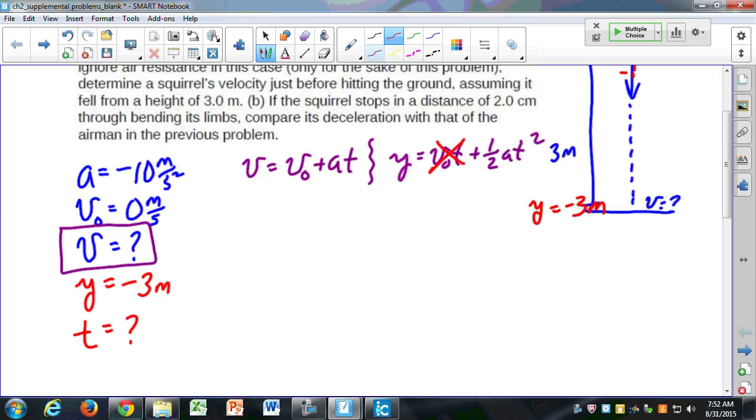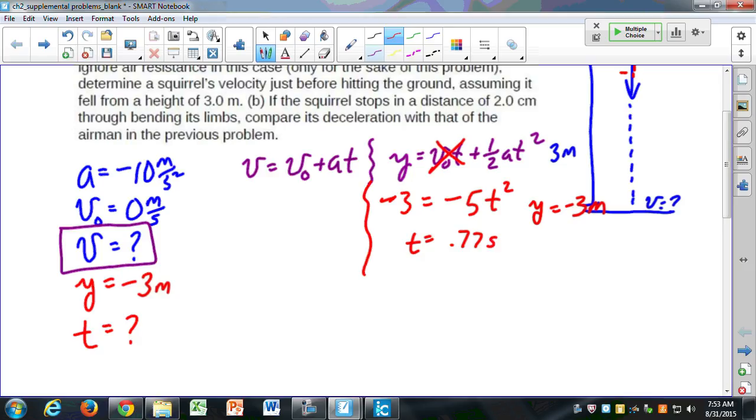Anybody have t yet? Claire, you have it? 0.77. Let's see, yeah, 0.77. So I say y is -3 equals -5, that's half of 10 times t squared, and t is the square root of 0.6, which is 0.77 seconds.